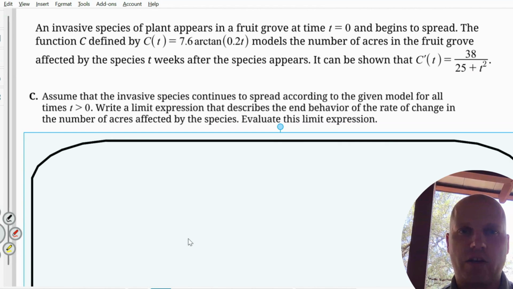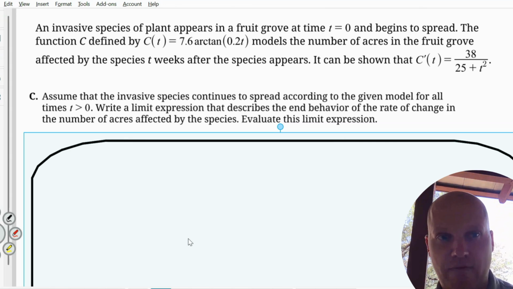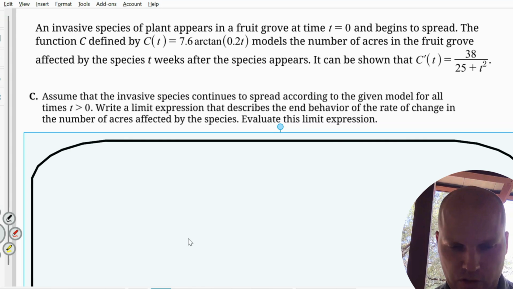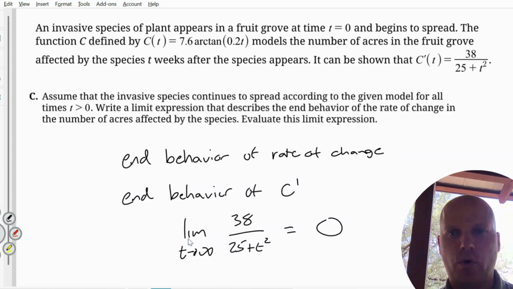Part C says, okay, imagine that the invasive species continues to spread according to the model given for all times. Write a limit expression that describes the end behavior of the rate of change in the number of acres. So we are looking for the end behavior of the rate of change. It's the end behavior of C prime. I want to look at the limit as t approaches infinity of C prime.